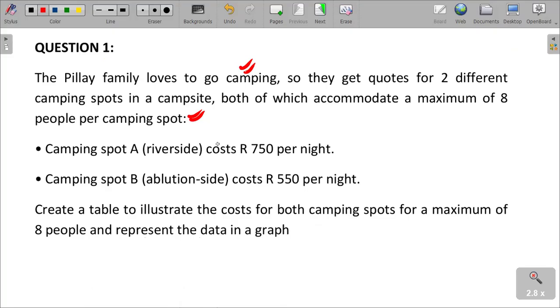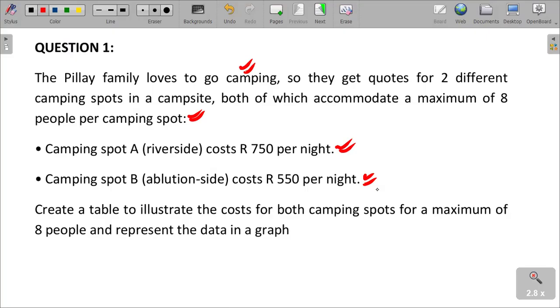It costs 750 rand per night. Camping spot B, ablution side, costs 550 per night. And then create a table to illustrate the cost for both camping spots for a maximum of 8 people and represent the data in a graph. This is what is given.